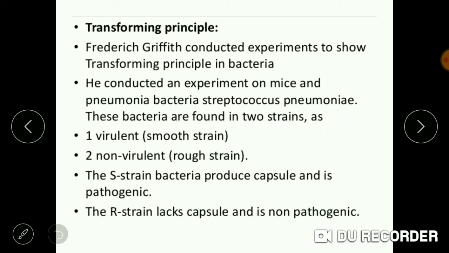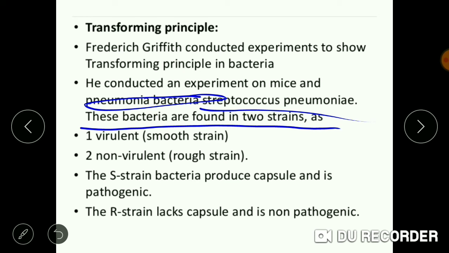Now we move on to the transforming principle. Frederick Griffith conducted certain experiments to show the transforming principle in bacteria. He conducted the experiment on mice and pneumonia bacteria, Streptococcus pneumoniae. These bacteria are found in two strains.